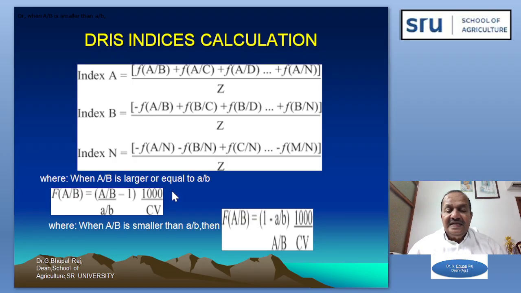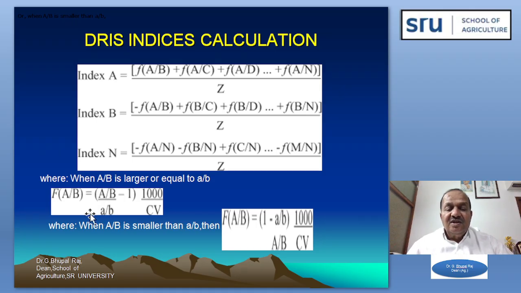When A by B is larger than or equal to small a by b, for example, function of A by B, how will we calculate? There is a formula: A by B divided by small a by b, minus 1, into 1000 by coefficient of variation. So what is the capital A by B? Capital A by B is the test sample, which we are going to use to identify the nutritional deficiencies of that particular crop in that particular field. Small a by b is the reference value, that is, the DRIS norms developed for that crop.